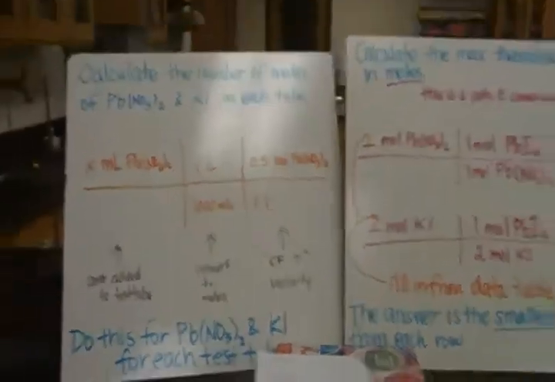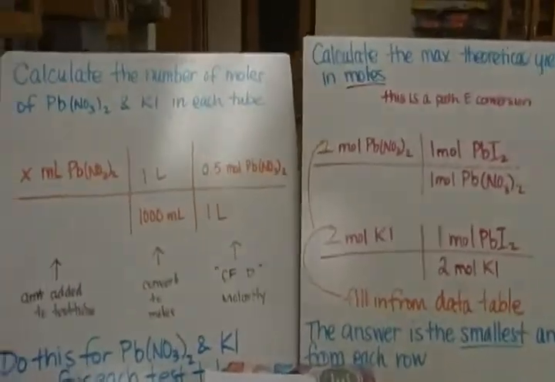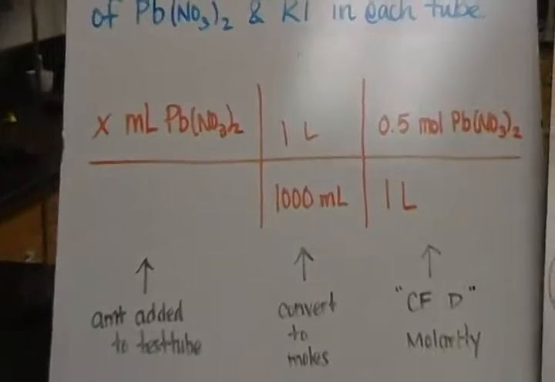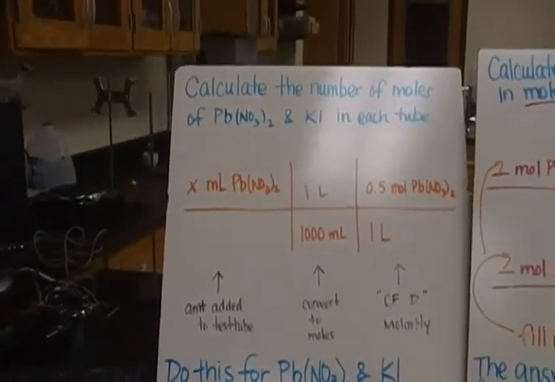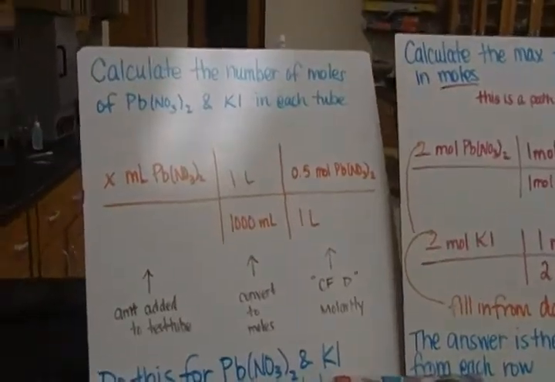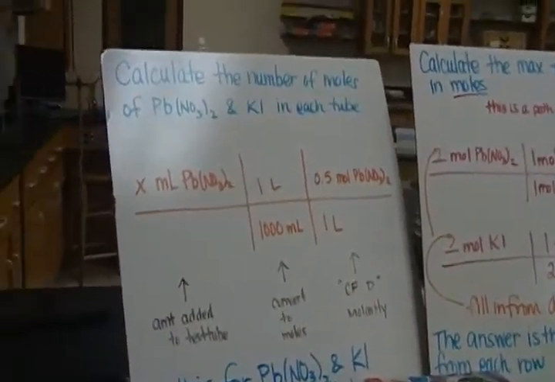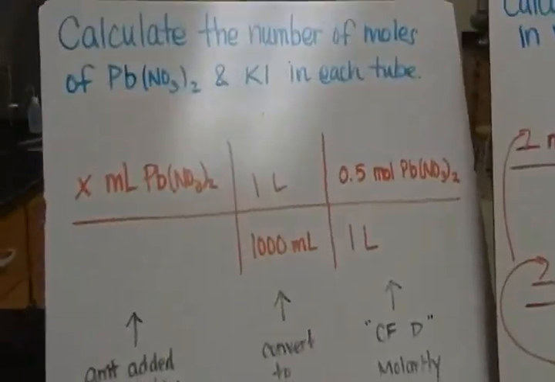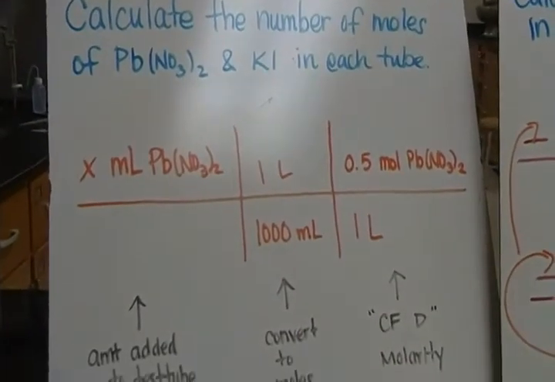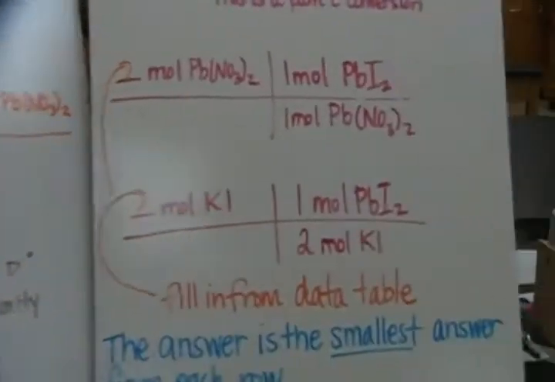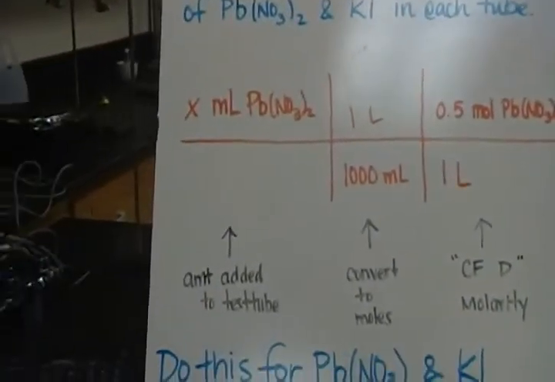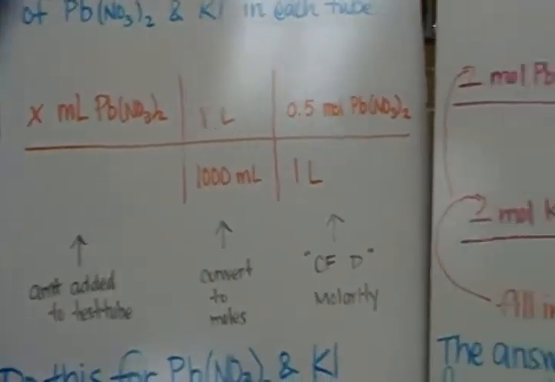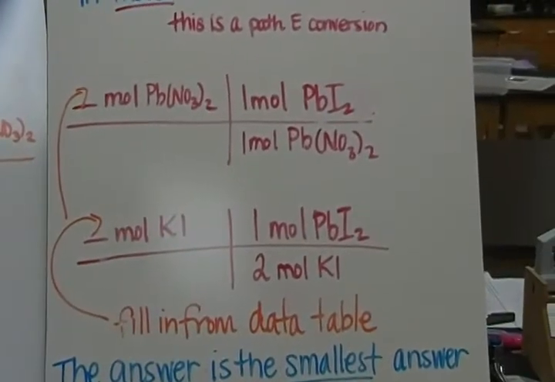For those of you who didn't get a good shot of the boards, I'm going to zoom in on each one separately so you have a couple seconds to copy that down. Push pause. I'm trying to move so that the glare of the light isn't in the way. So you have the first set of calculations, and then here's the second set of calculations. This set helps to calculate the number of moles. This set helps to calculate the theoretical yield.